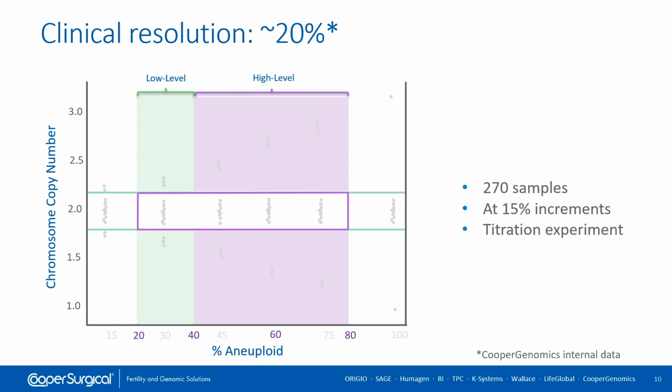Although we have the technical ability to identify mosaicism at a resolution of about 10%, in accordance with current society guidelines, we do not begin reporting mosaic findings until they are identified at a resolution of 20% or higher.